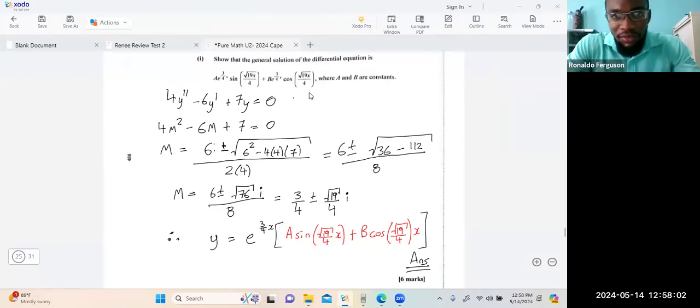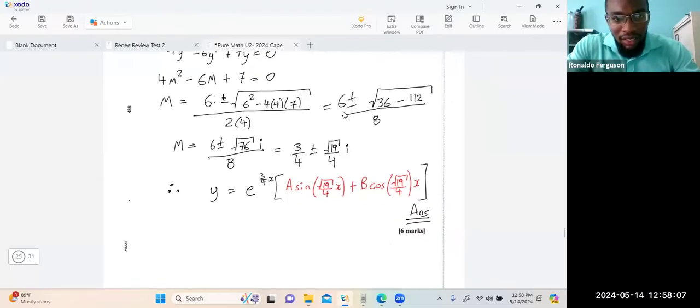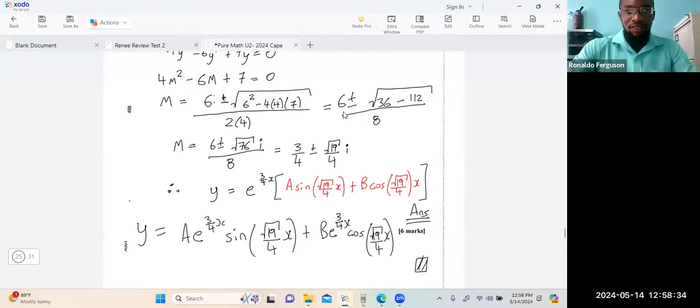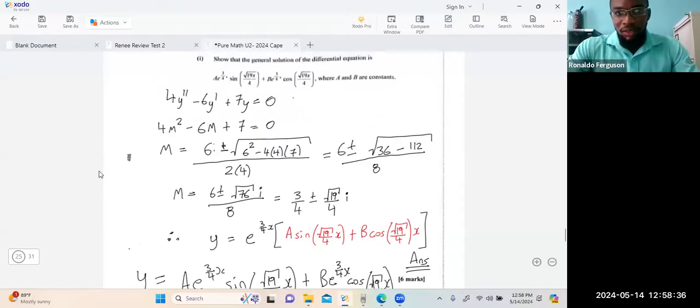We prove it. Only difference now is they expanded it to say that their answer is y equals a e to the 3 over 4 x sine root 19 over 4 x plus b e to the 3 over 4 x cos root 19 over 4 x. So they expand the bracket. We didn't expand it right here, that's fine. So we got those 6 marks.